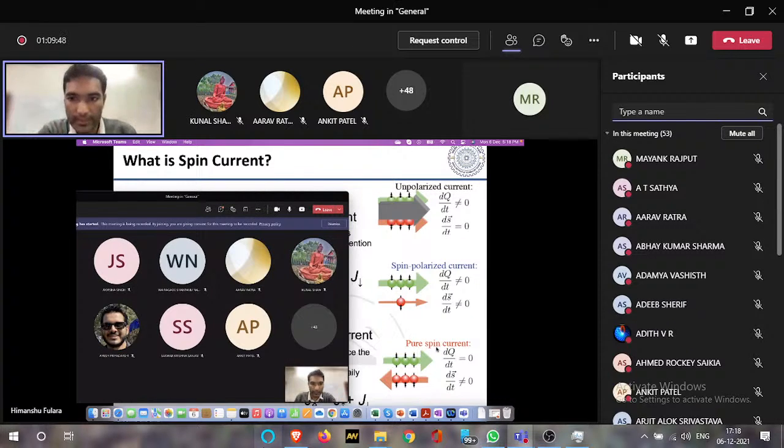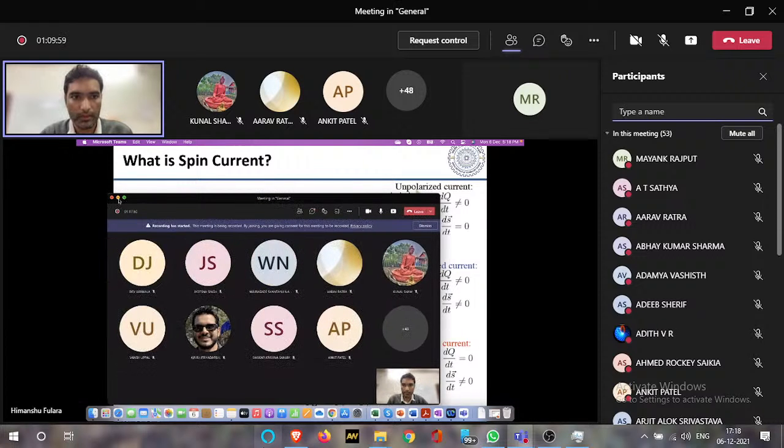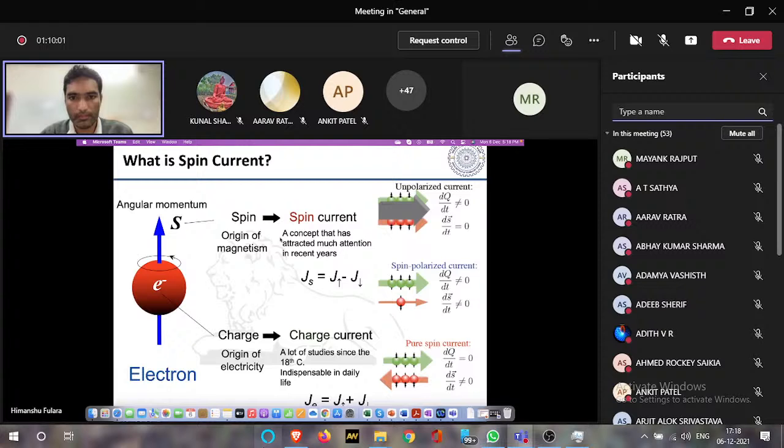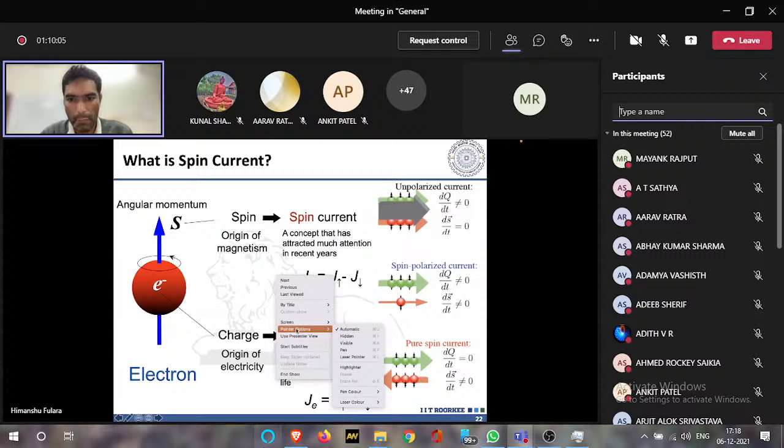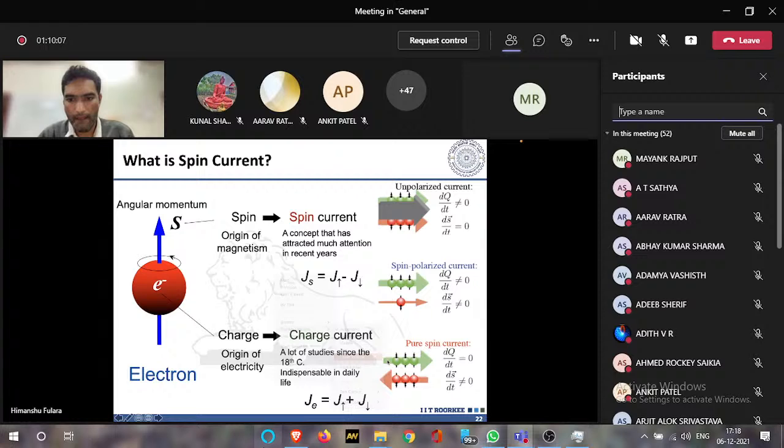So charge current you already know. All your modern electronic devices are based on this charge current. I will explain the consequences of this spin polarized current and pure spin current. So I will start with the spin polarized current.